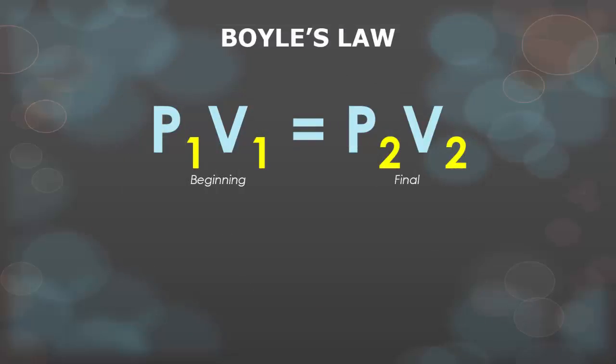So this is what Boyle's law is. Boyle's law is simply pressure times volume is equal to pressure times volume. But in yellow, we have 1 and 2. So P1V1 is your beginning pressure and beginning volume, and P2V2 is your final pressure and your final volume.